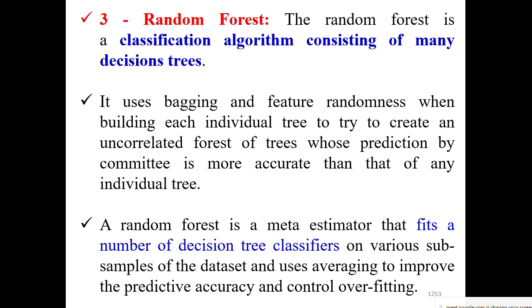The random forest algorithm is one of the famous algorithms. It is based on the decision tree algorithm, a classification algorithm consisting of many decision trees. It uses bagging and feature randomness when building each individual tree to try to create an uncorrelated forest of trees whose prediction by committee is more accurate than that of any individual tree. A random forest is a meta estimator that fits a number of decision tree classifiers on various subsamples of the dataset and uses averaging to improve the predictive accuracy and control overfitting.